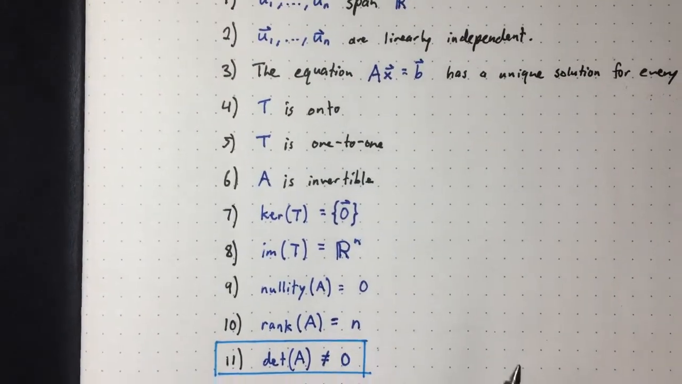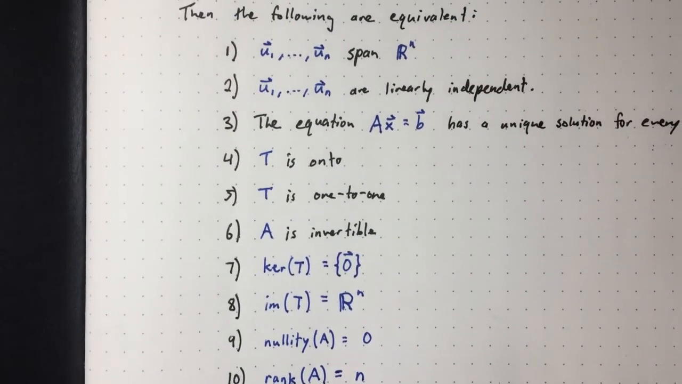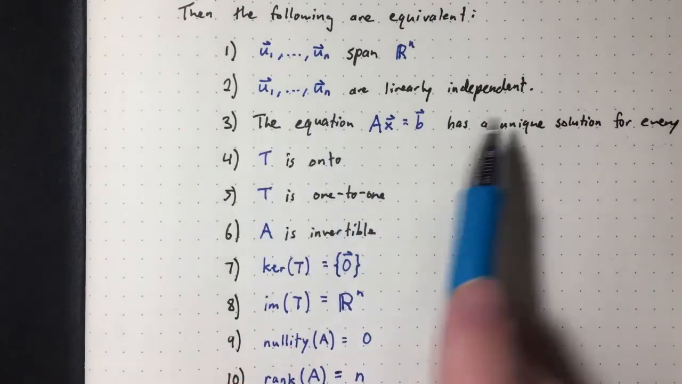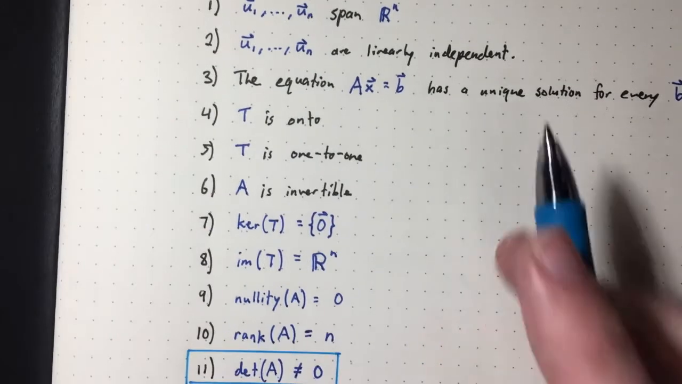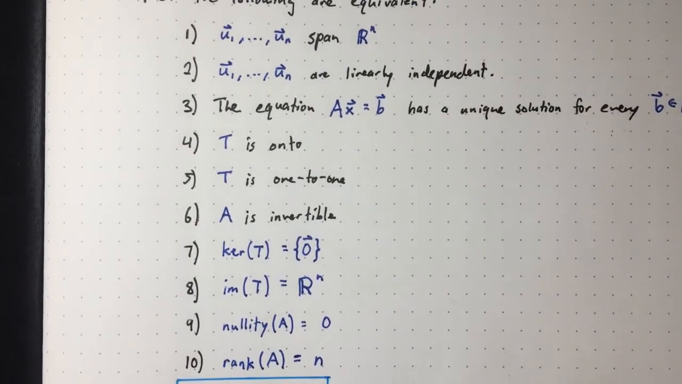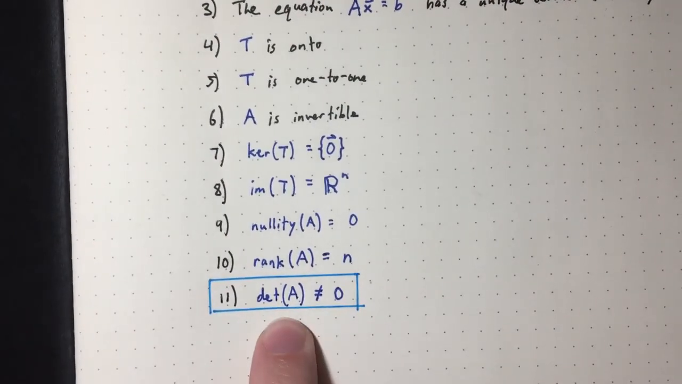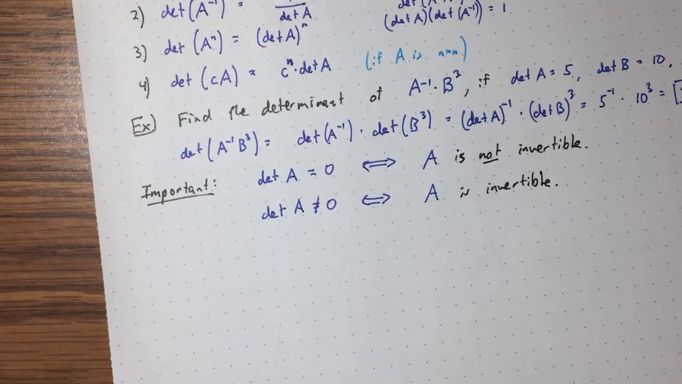Likewise, if the determinant is 0, we know that T is not onto, or the columns have to be linearly dependent. And we can say all these other things about the transformation. So this one is absolutely key, because again, the determinant is just one number that you can calculate from the matrix.